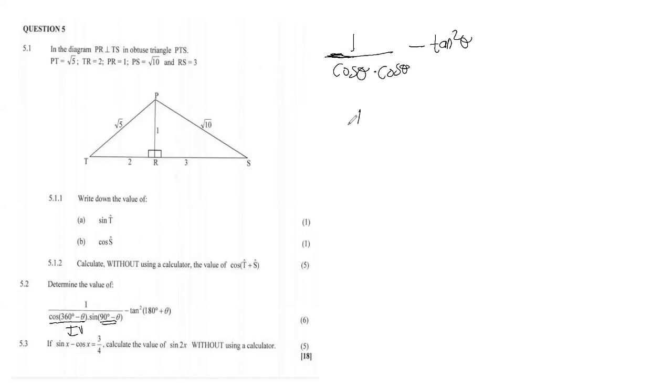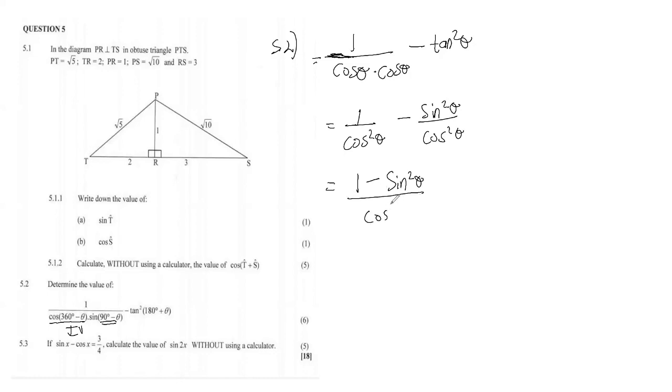Okay, so we have 1 over cos squared theta. And then here, this one, we can break it down to sine squared theta over cos squared theta, right? So do not be confused, guys. I'm solving for 5.2. And then this will give me, again, a similar situation. We have the same denominator. So that means up here we can say 1 minus sine squared theta over cos squared theta.